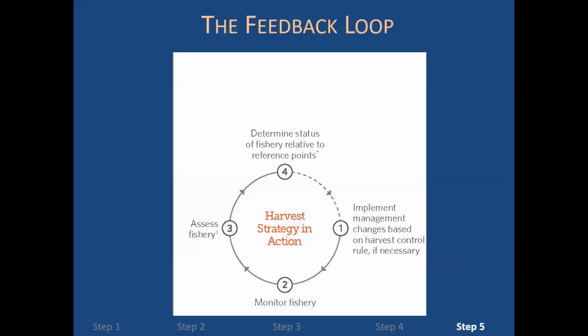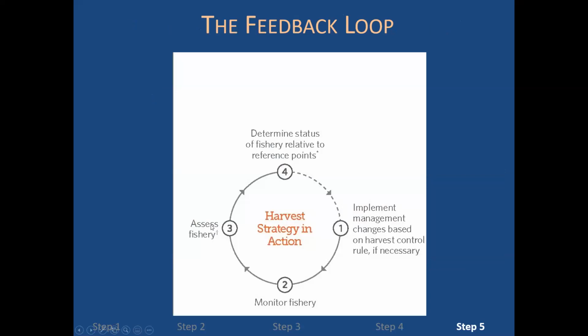So like I said, step 5 in the implementation is actually a really important part of the harvest strategy. And so you go through this feedback loop where you've adopted your harvest strategy. You're going to set, for example, your catch limit based on your harvest control rule. Then you're going to collect data on that fishery and see how things are going.